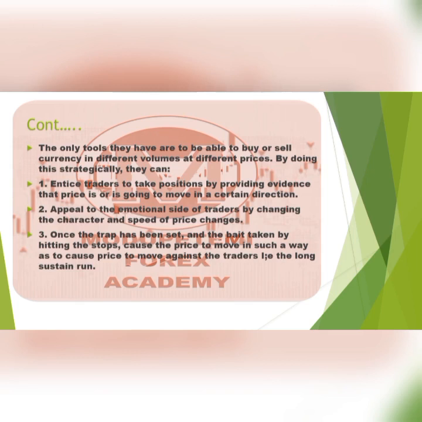market. The third tool they have is, once the trap has been set and the bait taken by hitting the stops, they cause the fall. The bait is taken in the sense that they hit the stop losses of people and force them into margin problems. They reverse the direction, opposite to where the stop hunt was issued, and go in that trend for their intended move for like 6 to 8 hours, depending on the contract available to them.